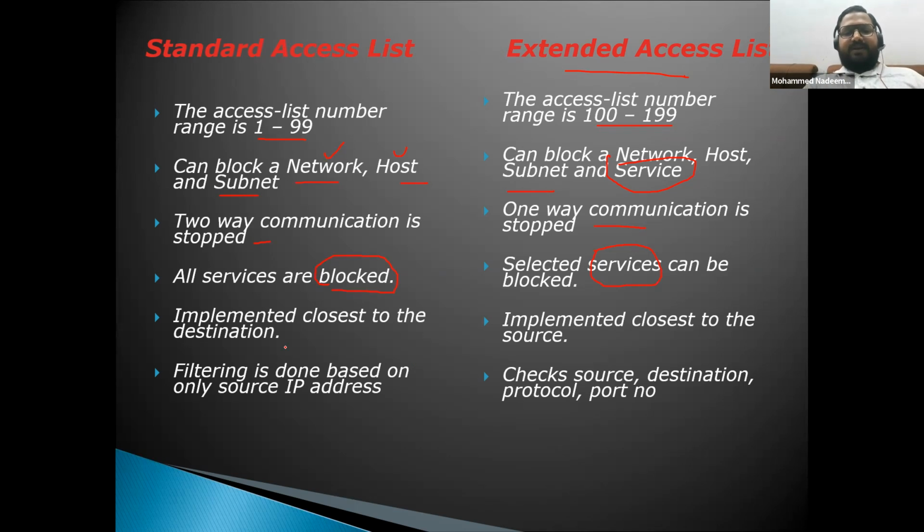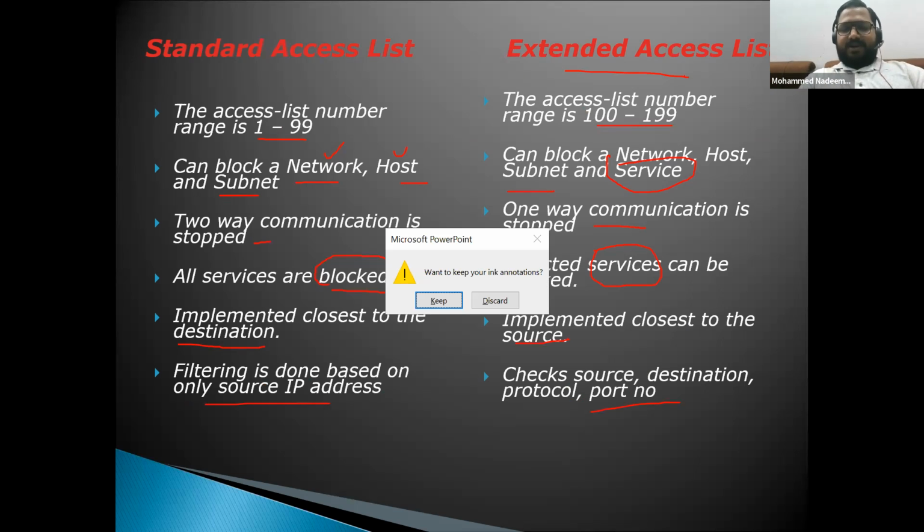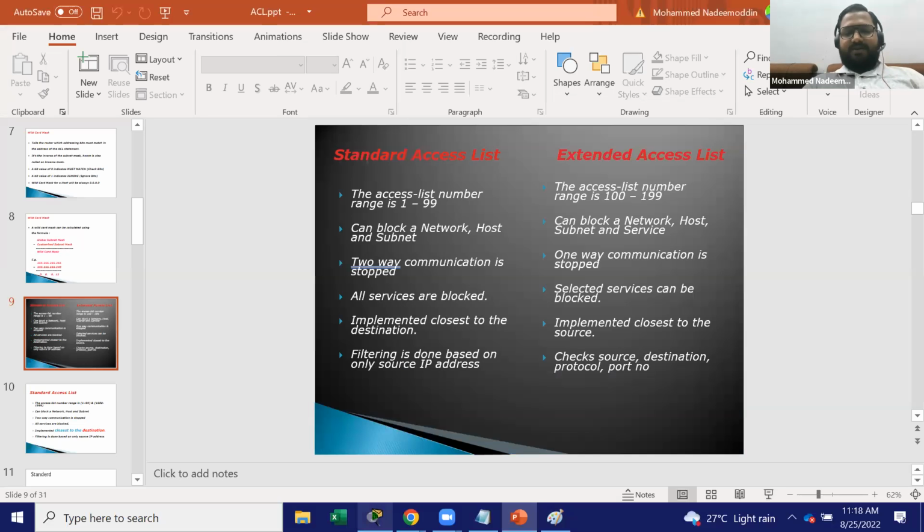Then, implement closest to the destination, this is very important. Standard ACL you need to implement always closest to the destination, and filtering is done based only on source IP address. Extended ACL is implemented closest to the source, and here the filtering is done based on port number. So standard ACL, extended ACL. Let's go, and when you see the lab you will get more clarity on that.